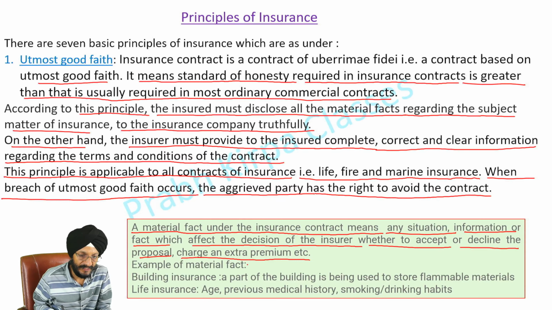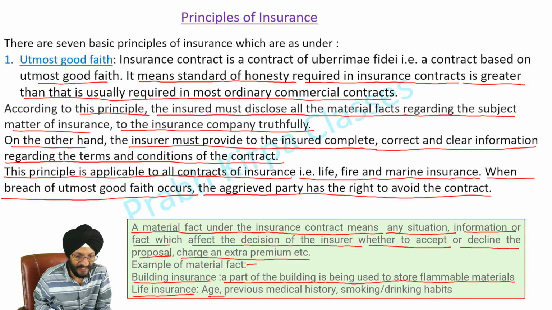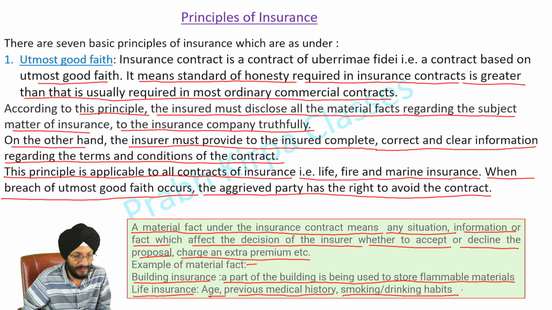Examples of material facts in insurance are: in the case of building insurance, the material fact may be a part of the building is being used to store flammable materials. In the case of life insurance, examples of material fact are age, previous medical history, and smoking or drinking habits of the insured person.